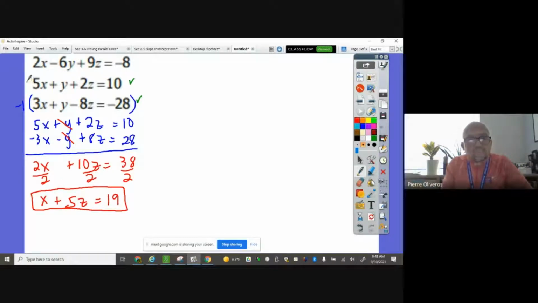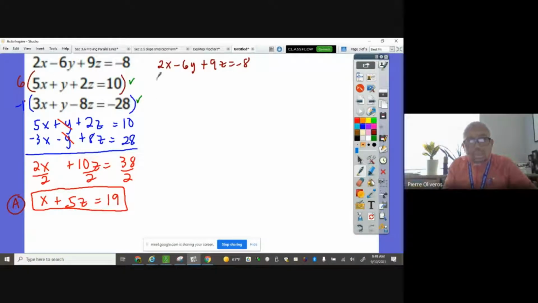So now we have used the second and third. We have to use the remaining equation, which is the first one here, 2x minus 6y plus 9z equals negative 8, with one of the others. So let me use the first and the second one here. I have 2x minus 6y plus 9z equals negative 8, and 5x plus y plus 2z equals 10. My goal here is to eliminate the y again because I did eliminate y in equation A. So I'm going to multiply the second equation by positive 6, because 6 times y gives me positive 6y, and it will cancel out with the first equation.